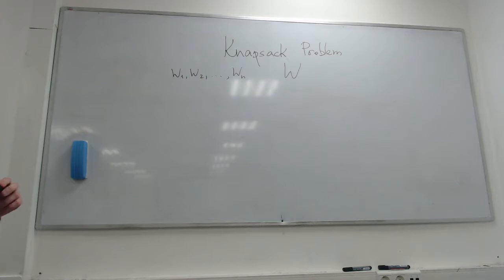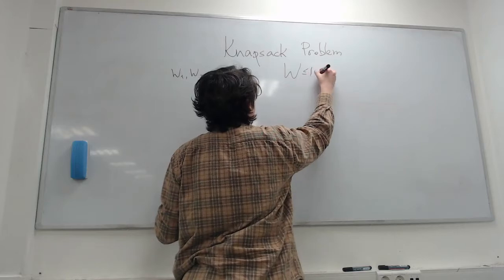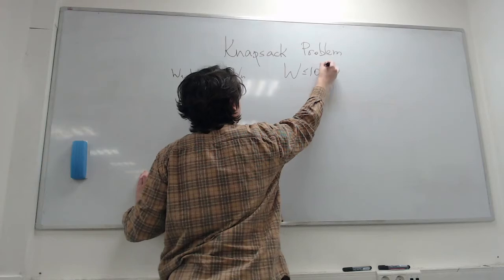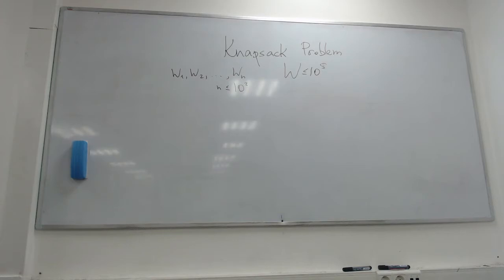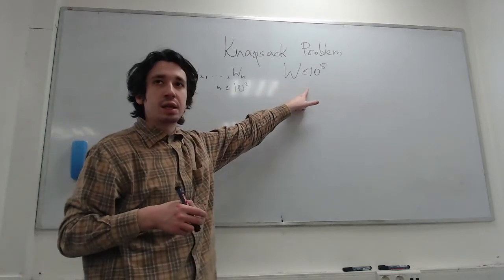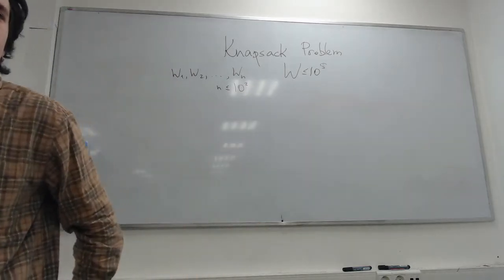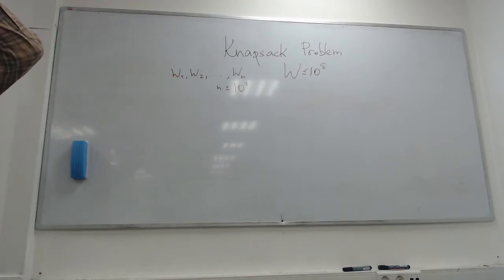What can be the state? We know that W is less than, I don't know, 10 to the power 6, and n is less than like 10 to the power 5. Typically the knapsack problem is NP-complete, so it cannot be solved polynomially. But if we know that the size of the backpack is reasonable, then we can solve this problem. The complexity depends on the weight of the knapsack. So any ideas on what the state can be?